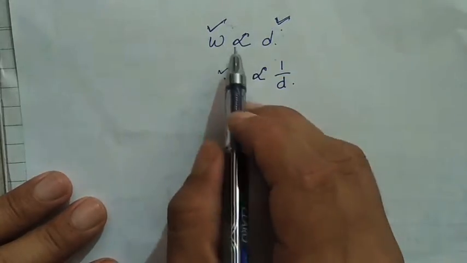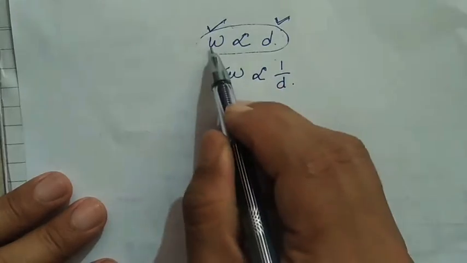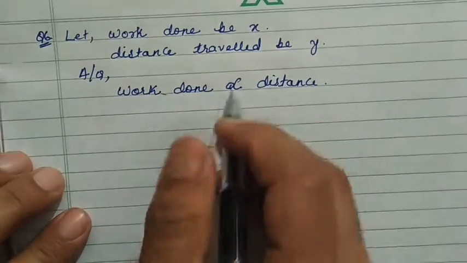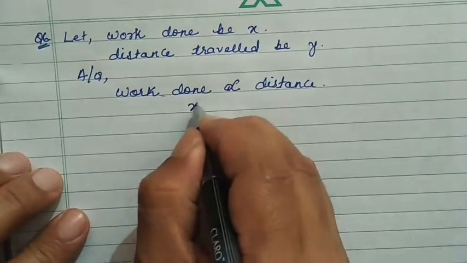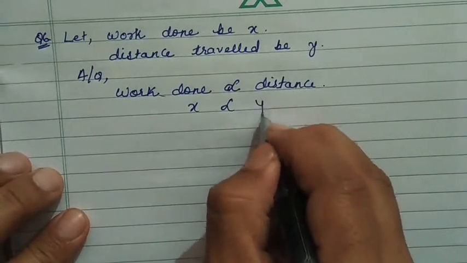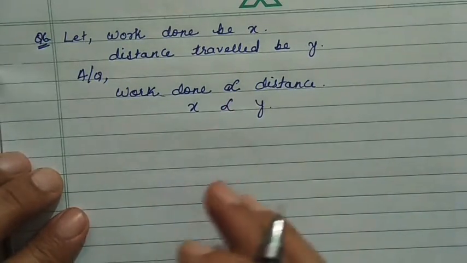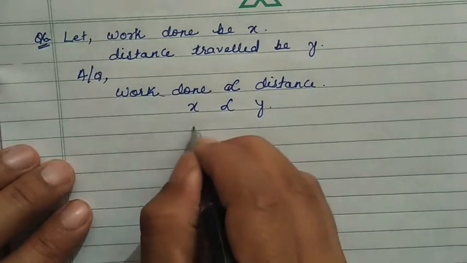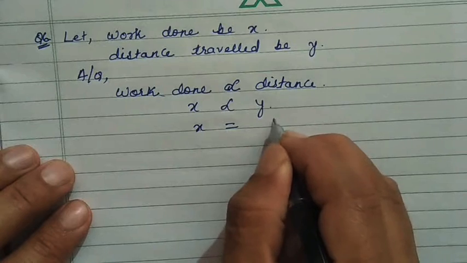In this question it is directly proportional, so we will use this sign, which means if W increases, D will also increase. According to the question, work done, which is x, is directly proportional to distance traveled, which is y. But we have to make a linear equation. Equation means an equal sign, so x equals y.